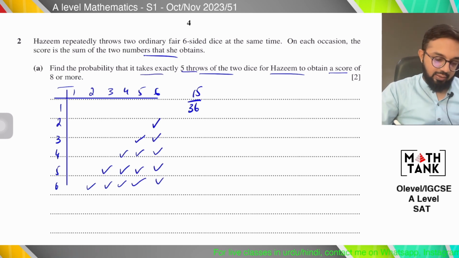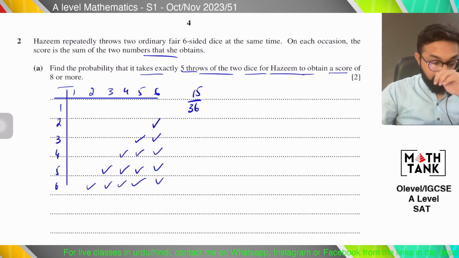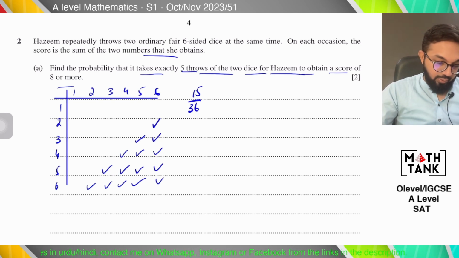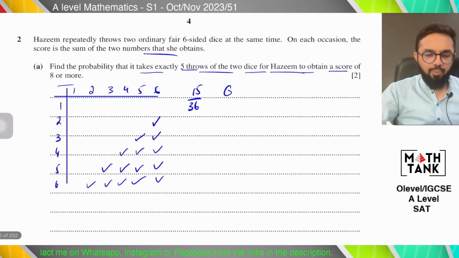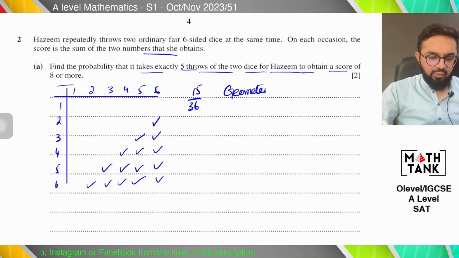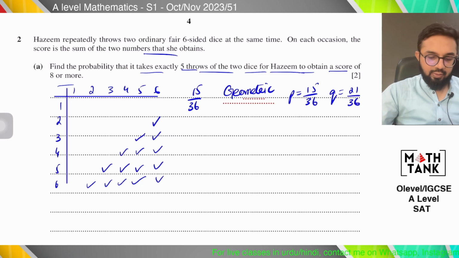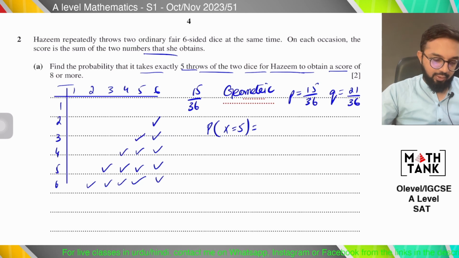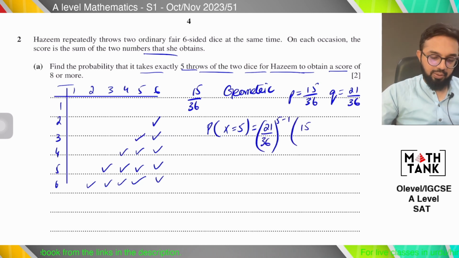Find the probability that it takes exactly 5 throws of the two dice for Azim to obtain a score of 8 or more. So this is about a geometric. And on each trial, my probability of success is 15 over 36. So q should then be 21 over 36. So what is the probability of exactly 5 throws? I'm going to say q power r minus 1 and p power 1.